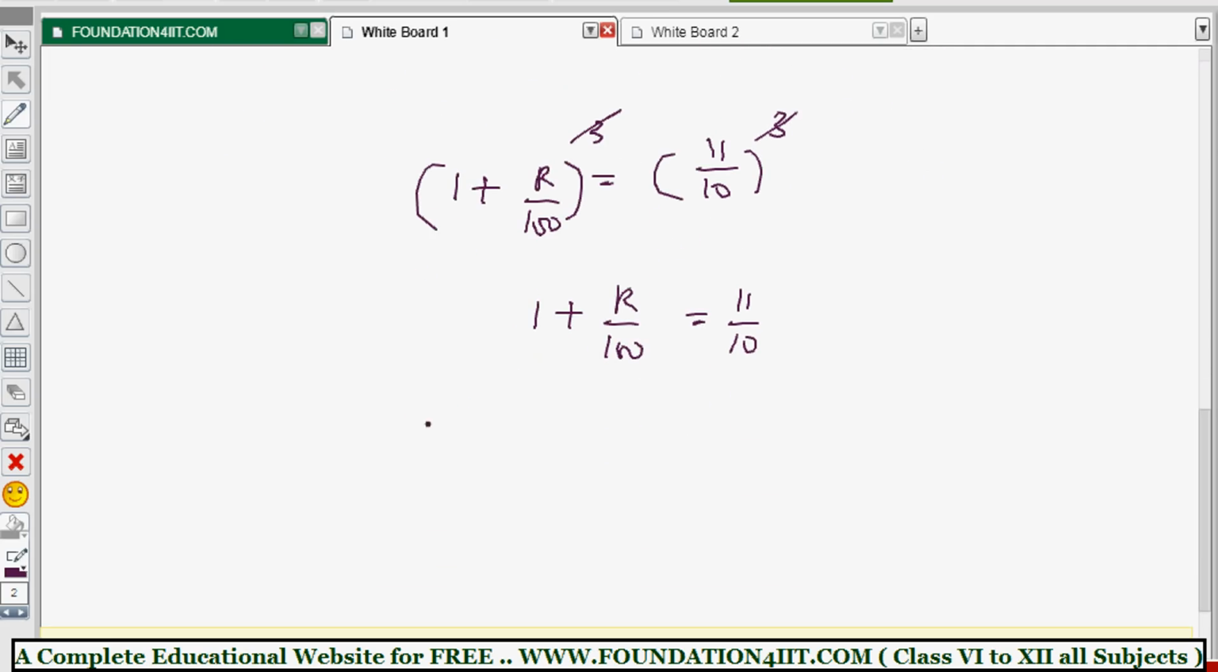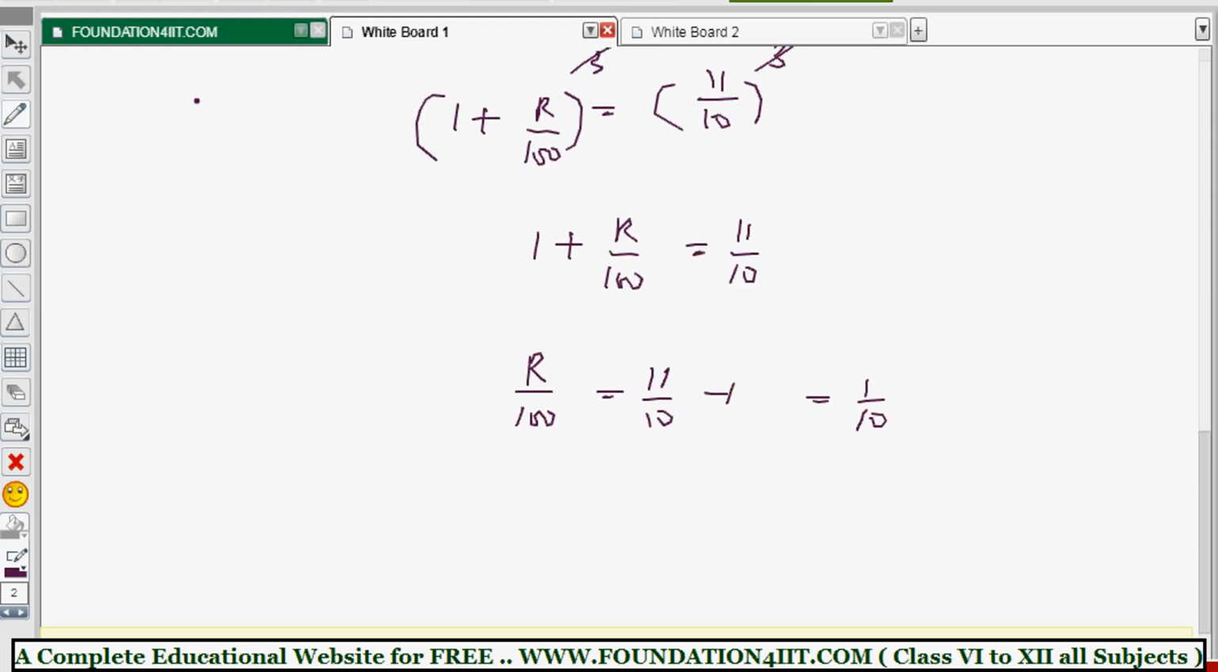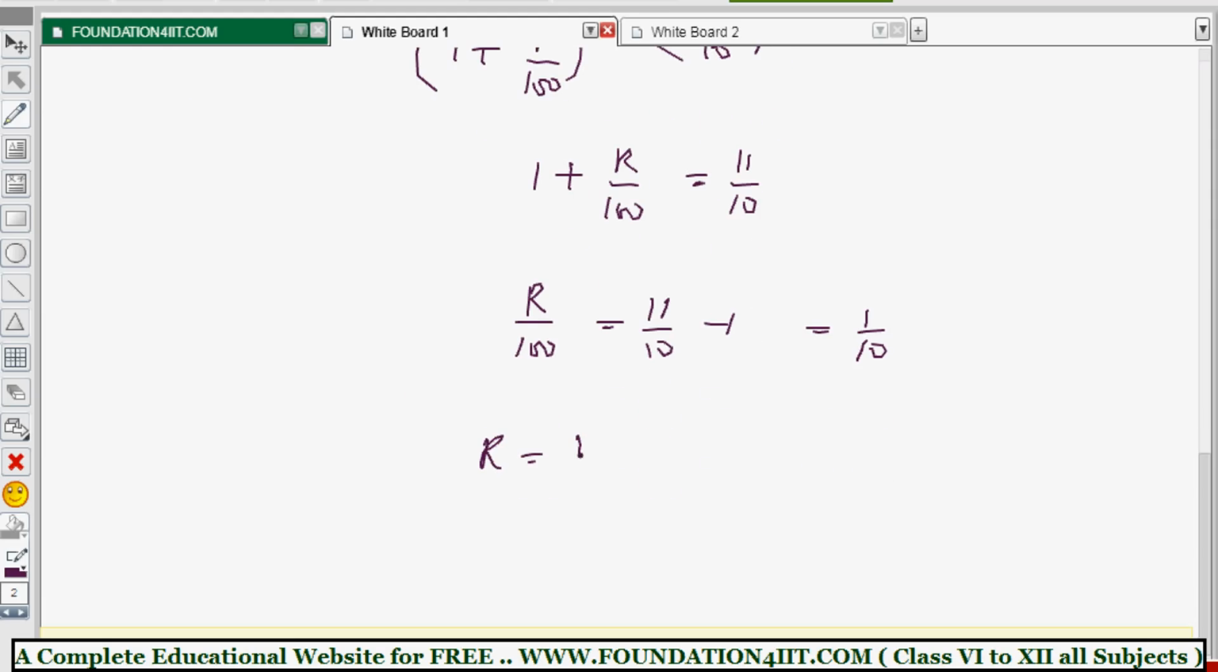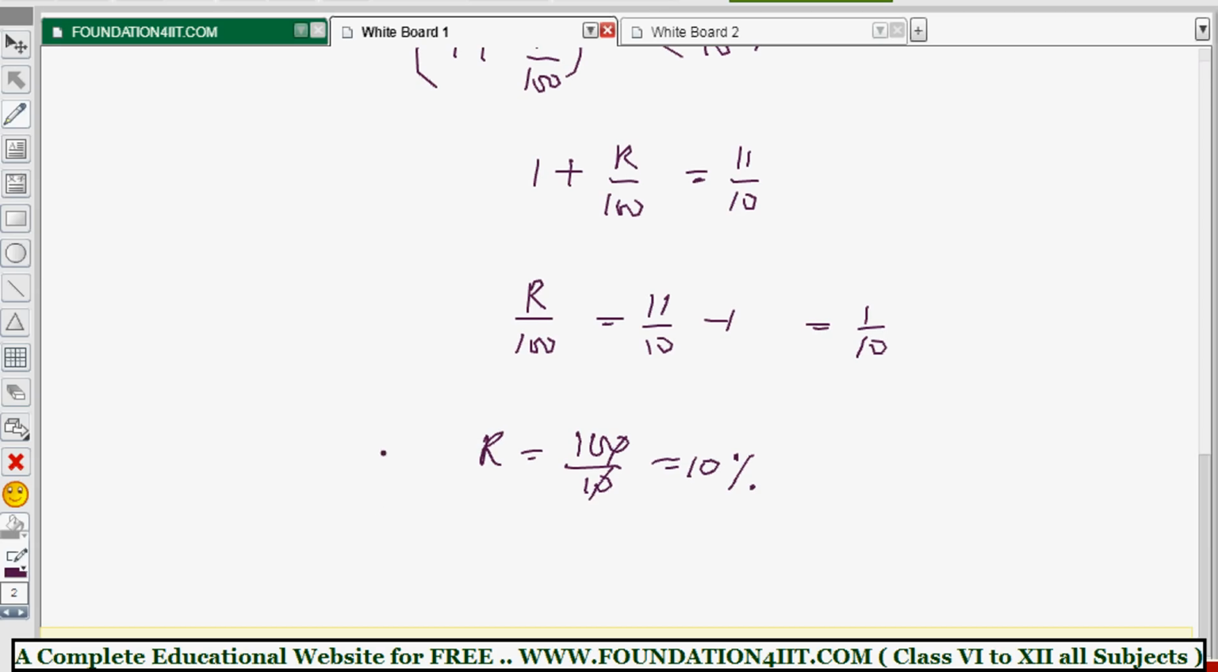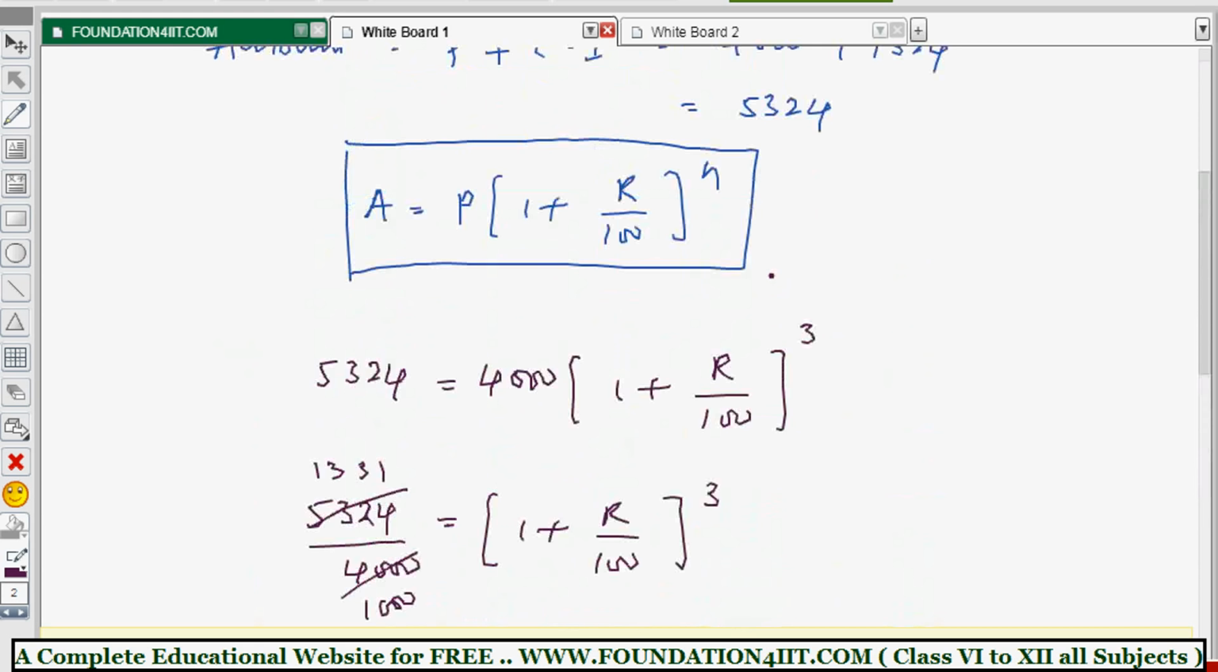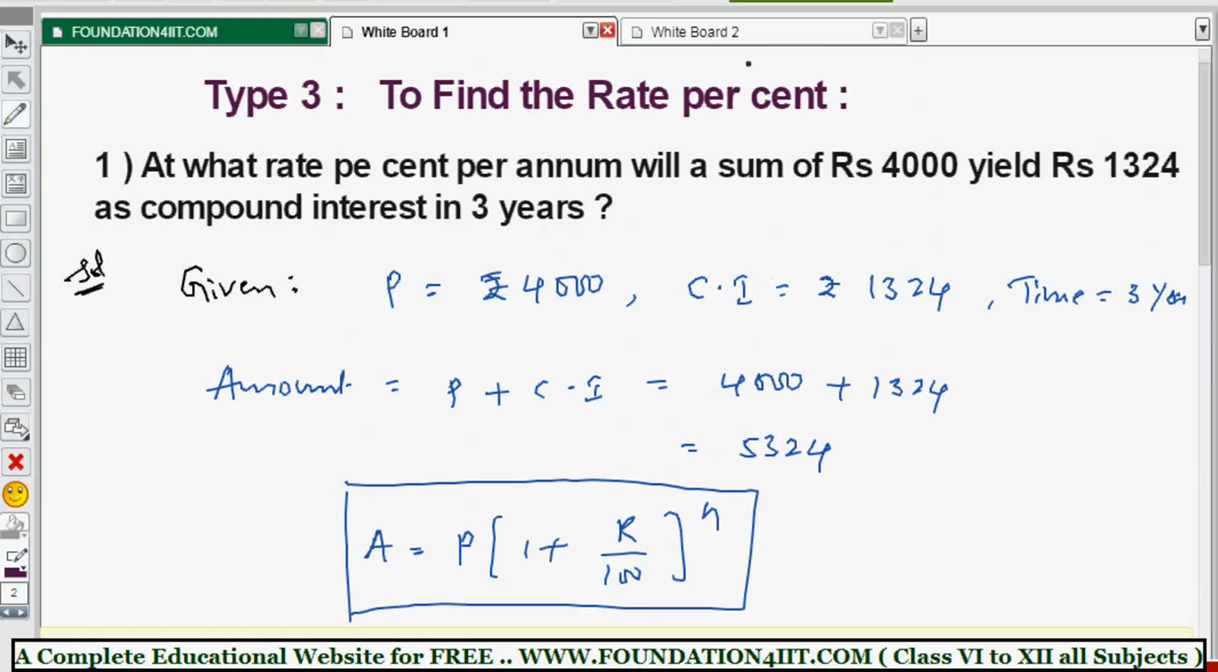Let's simplify this. Now R by 100 is equal to 11 by 10 minus 1. This 11 minus 10 is 1 by 10. Okay, R by 100 is equal to 1 by 10. Then R is equal to 100 by 10, which is 10%. So R is equal to 10. Hence the required rate is 10% per annum. Okay, you can solve. Only the amount formula we applied in this. This is how to find the rate of interest.